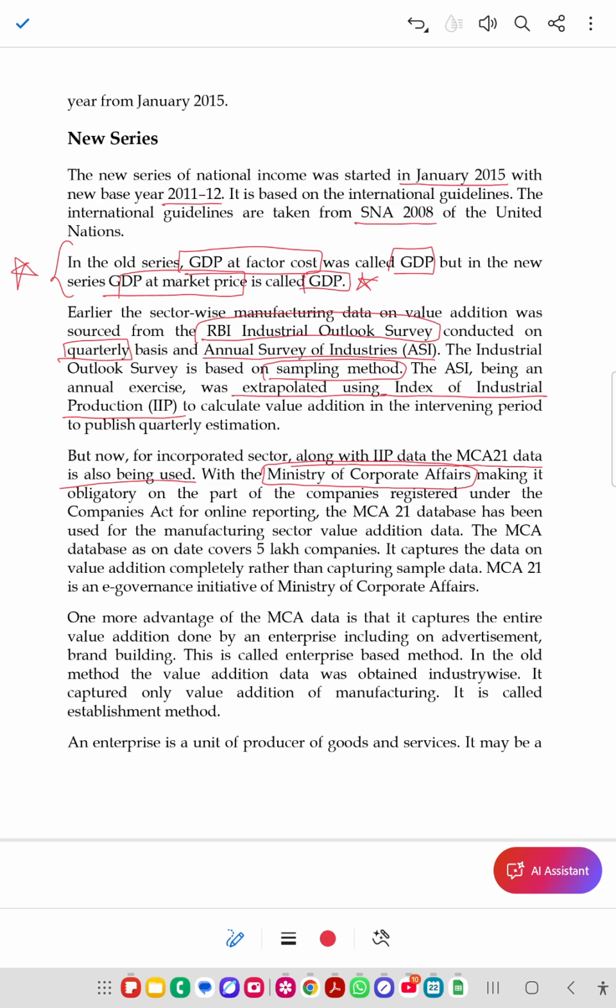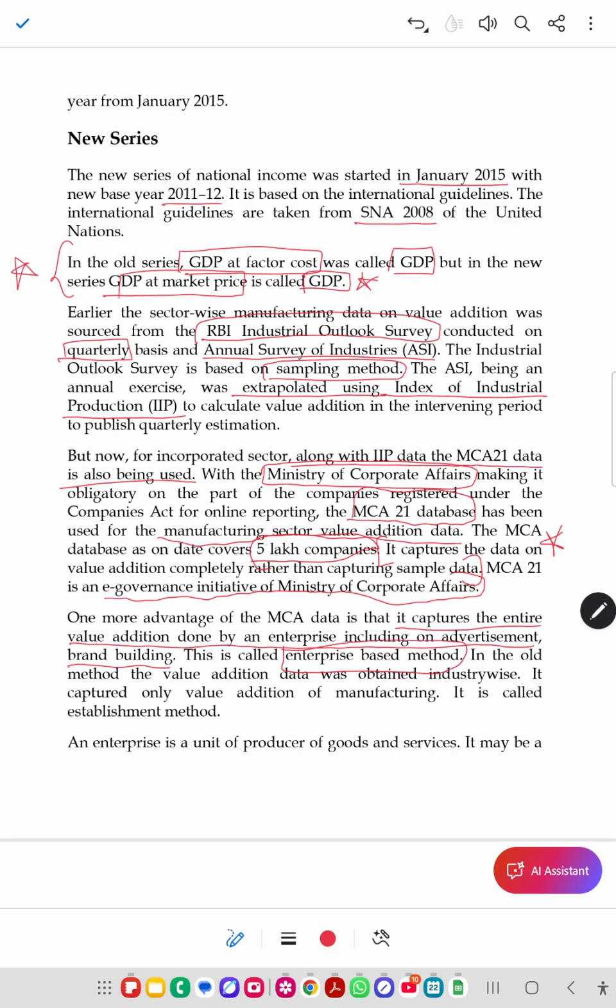The MCA 21 database has been used for manufacturing sector value addition data. The MCA database as of date covers 5 lakh companies. It captures the data on value addition completely rather than capturing sample data. This is important. MCA 21 is an e-governance initiative of the Ministry of Corporate Affairs. One more advantage of MCA data is that it captures the entire value addition done by the enterprise, including advertisement and brand building. This is called the enterprise-based method.